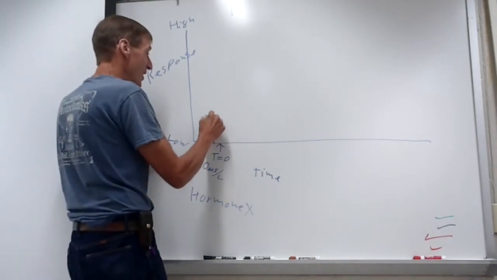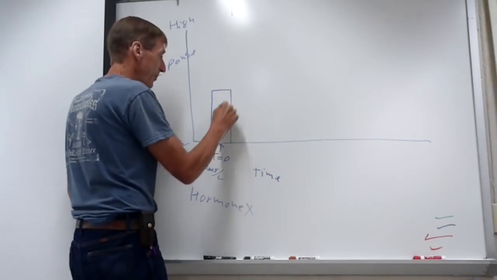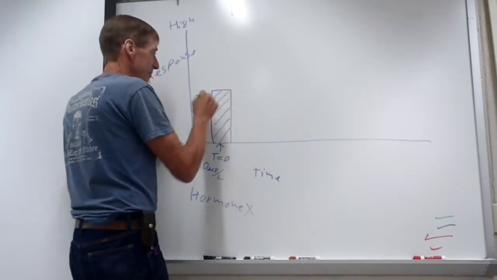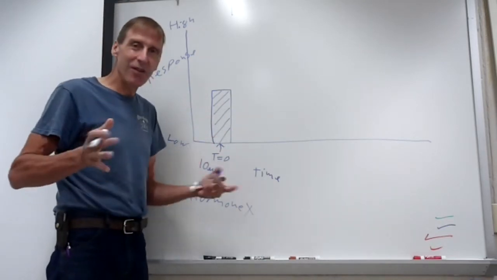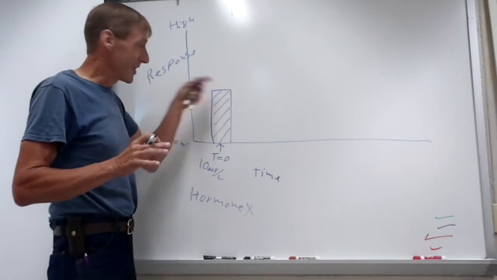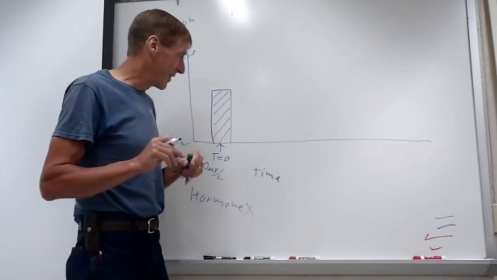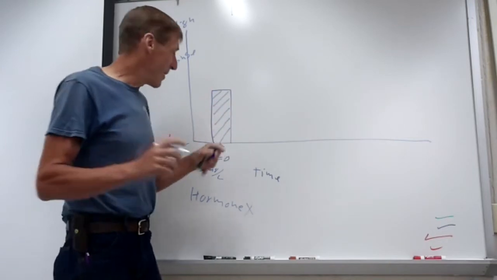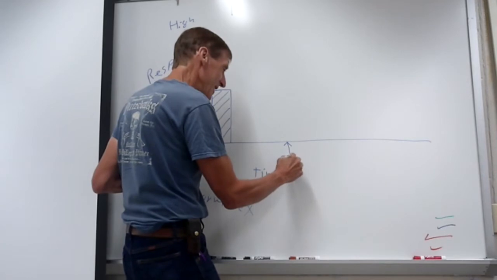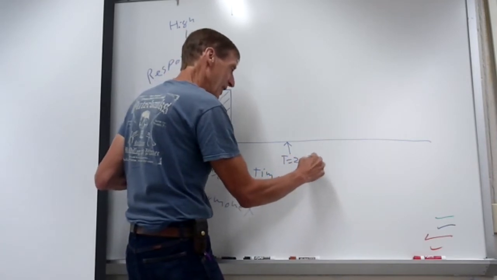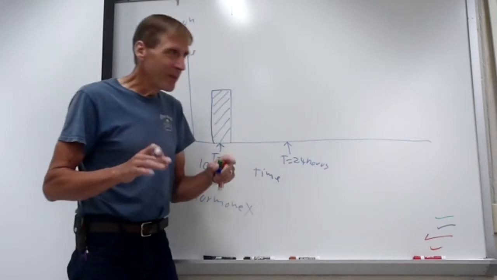Let's just say, for the sake of argument, this is the response. That's how much the permeability changed. That's how much protein synthesis you have. Whatever the response for that hormone is for the target cell, this is it. Now I'm going to take the same subject, same hormone, same dose, but now I'm going to move over a little later. Let's say this is T equals 24 hours. So it's the same individual, same drug.